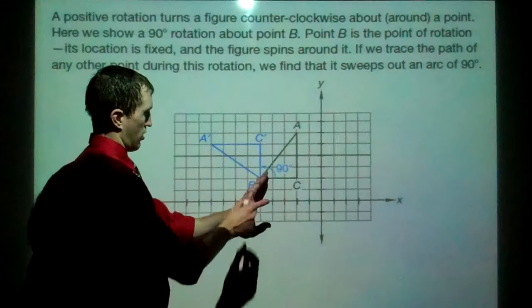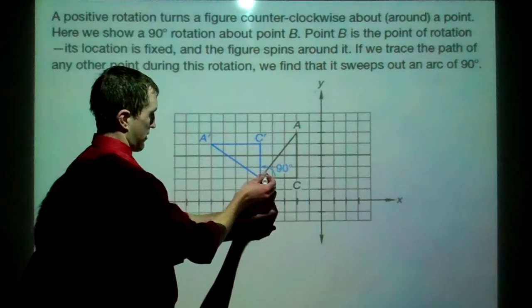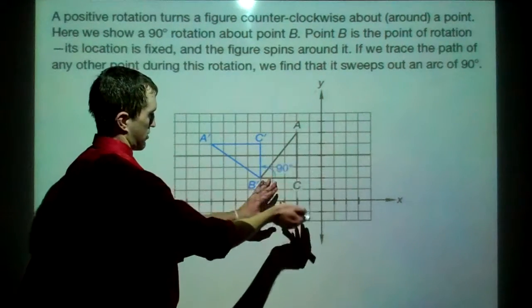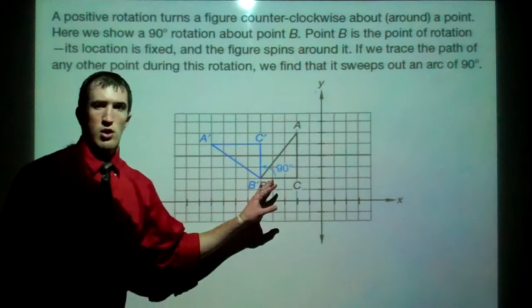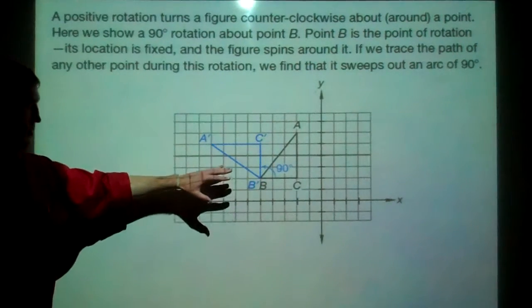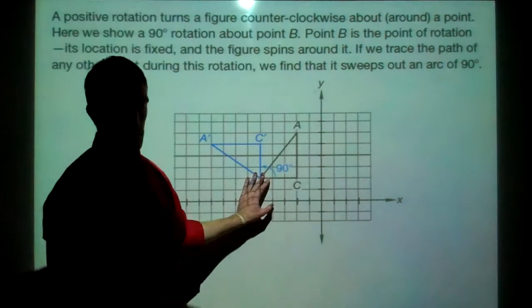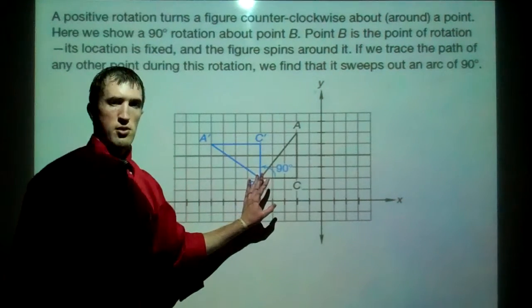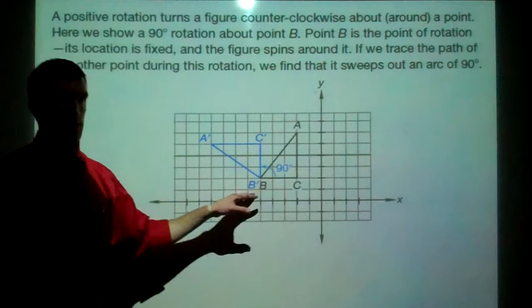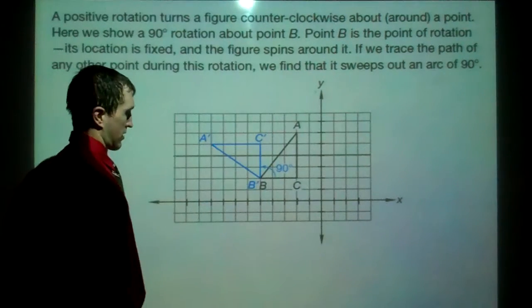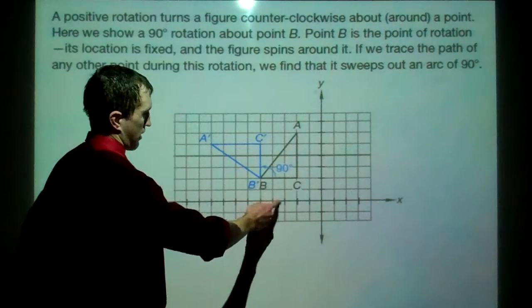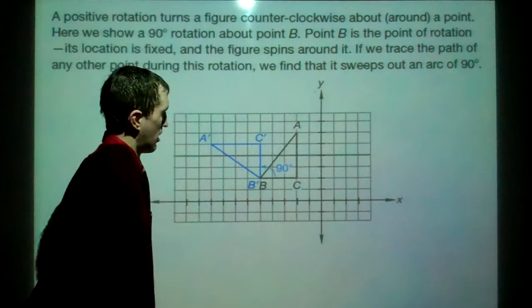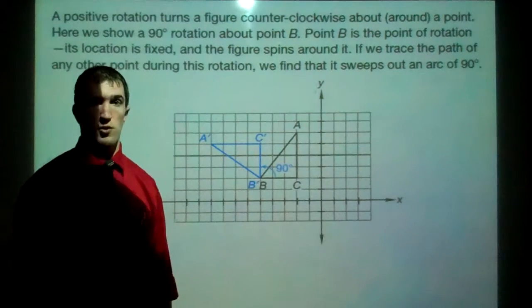So basically you would move your paper, hold your pencil down on a point, and move it so that you had a 90-degree turn. We aren't going to be doing this in class. They will do it more so in high school, but we do want them to see and get the idea of what's going on here. So basically B will stay put and we're turning everything else 90 degrees. So we would need some other tools to do that.